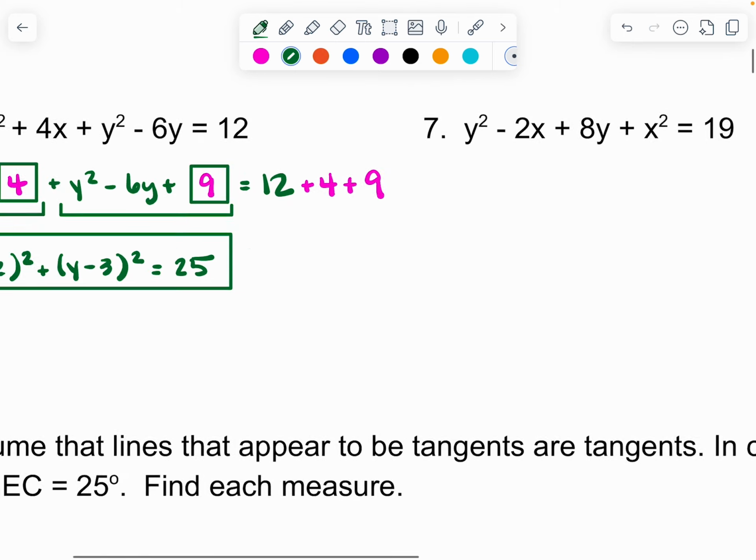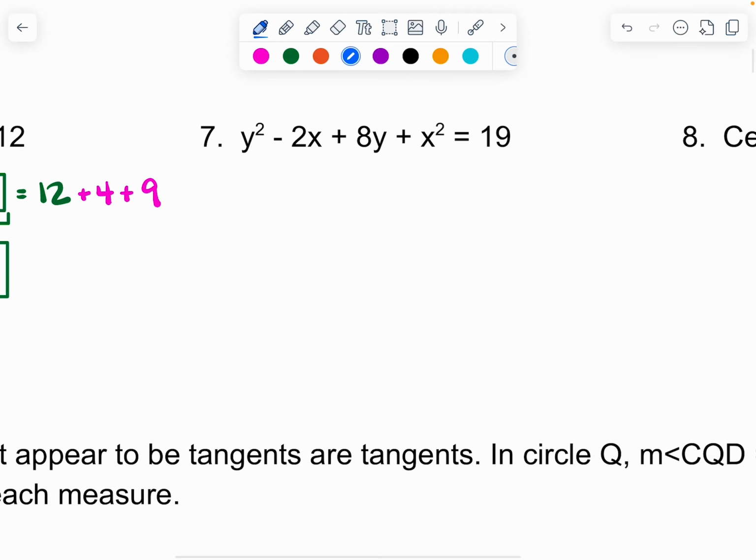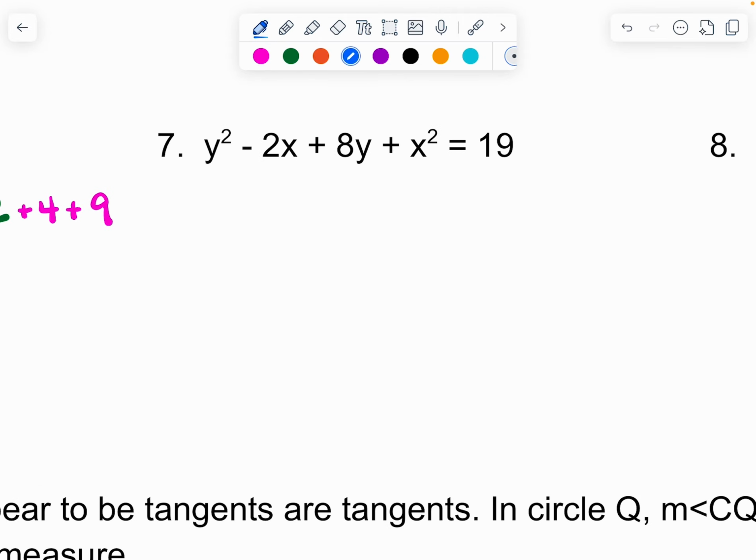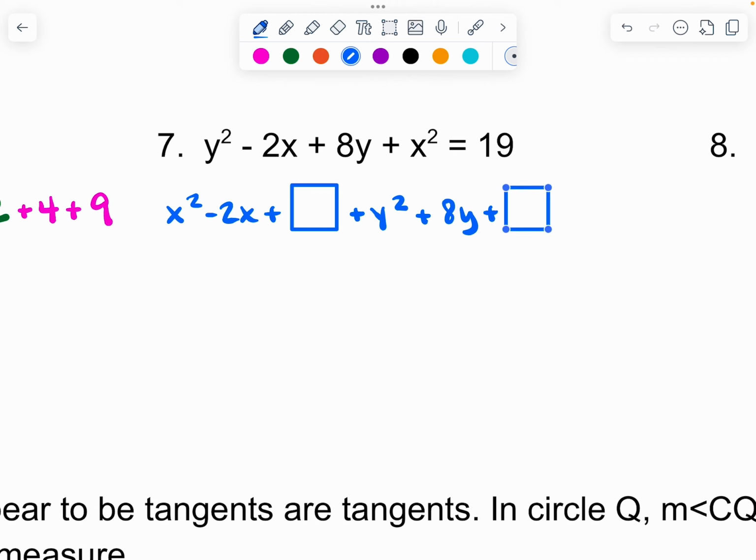All right, may as well try that one more time. Here we go. Now this one's kind of all over the place, so that's why I really like my first step to be to get everything organized and in the right spot. I want my x's first, so x squared minus 2x. Then I put my little box for the completing the square portion. And then plus y squared plus 8y plus what? And that equals 19.